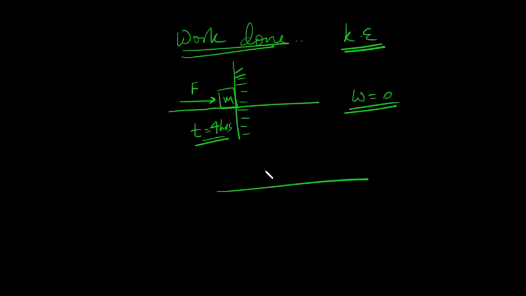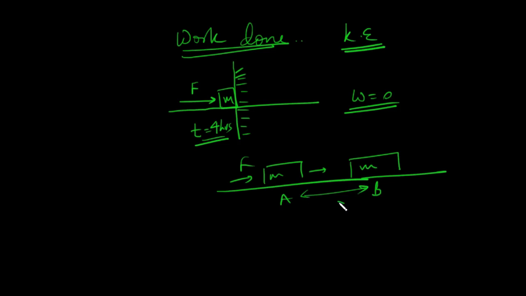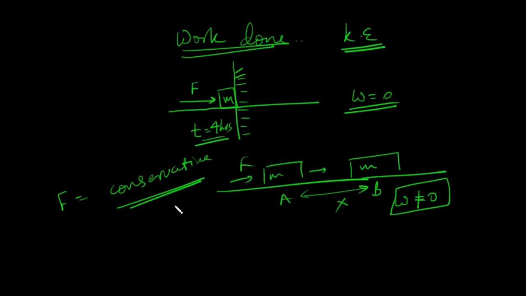Say for example, if force pushes a block and the block moves now, from A to B, it has traveled a distance x. What is the work done now? Work done is not 0. And now I am assuming this force is conservative. I will explain everything, just be with me right now. When the block has been displaced, the work is not equal to 0.